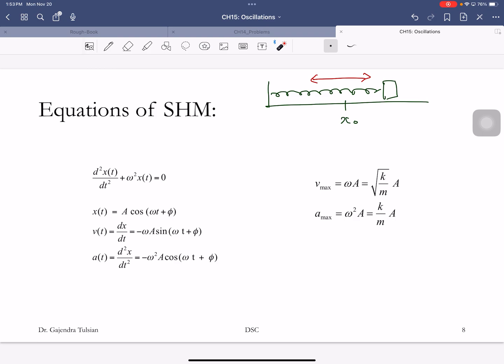Does the capital delta represent acceleration or is it a constant you have to solve for? No, that's the amplitude of oscillation. Amplitude is the maximum distance that thing goes.